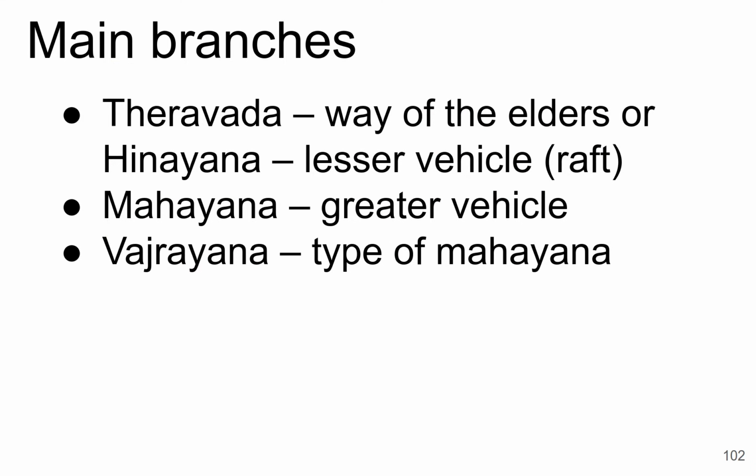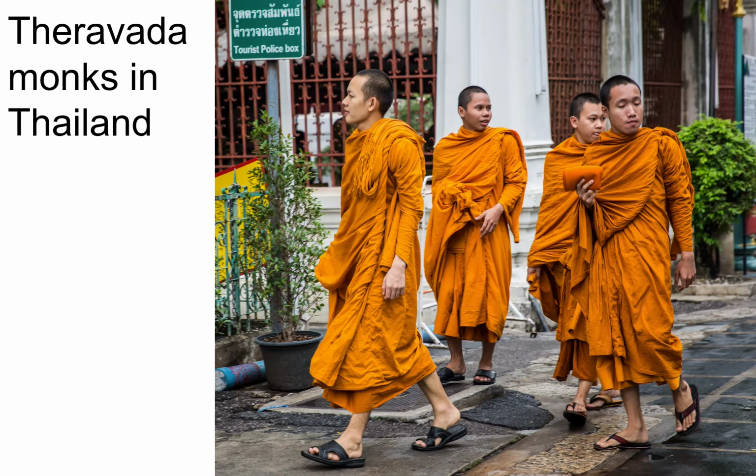So we've got those 3 branches. Vajrayana, just a type of Mahayana. Theravada Buddhist monks, you may have seen on campus, although not for the last year. They typically wear saffron robes.